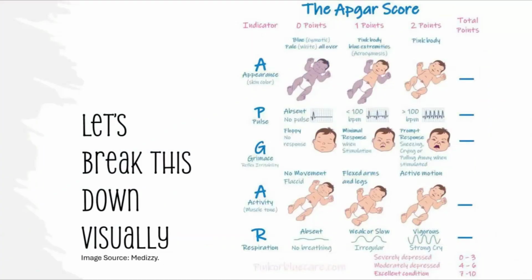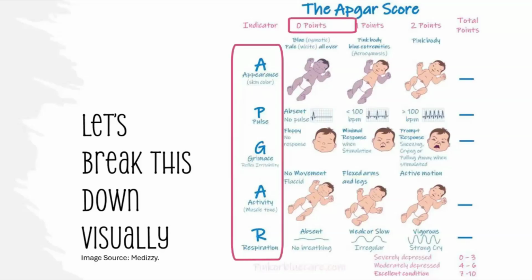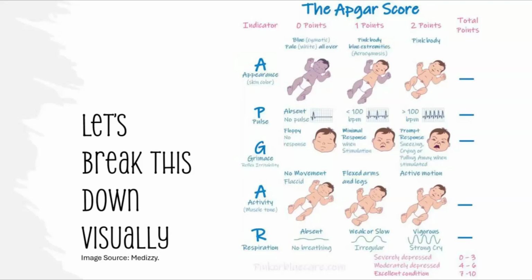Personally, I'm a visual learner, so let's break this down visually. Here along the left, we have the 5 categories in our Apgar score, and across the top, we have how many points can be given depending on what we determine within each category. Keep in mind that you don't need to overthink this. This is not a complicated process whatsoever. It's actually very simple. And most nurses simply do this in their mind.